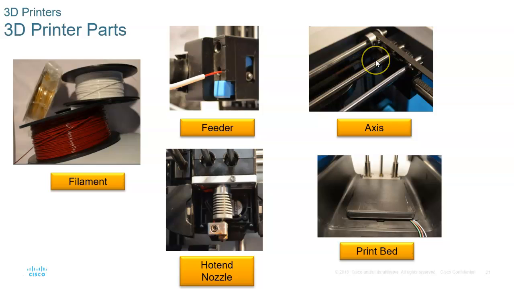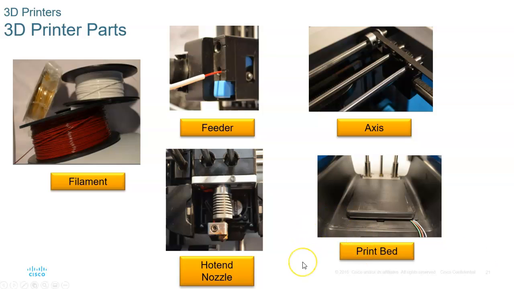Then up here in the upper right, you have your axis. It's one of several bars on which that hot end nozzle travels to dispense the filament. The axes are vertical or horizontal, so the hot end nozzle can be located within a specified location in the environment so that it can print the object the way that it needs to. And then you have your print bed, and that's just the platform that the heated filament is going to be on to create your object.